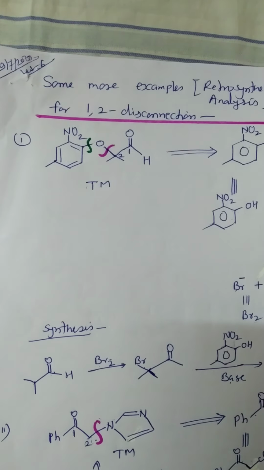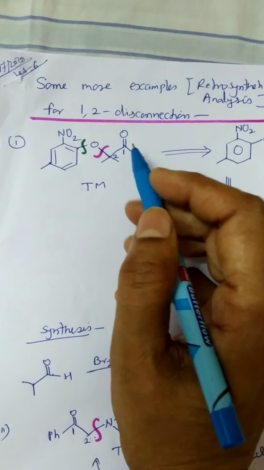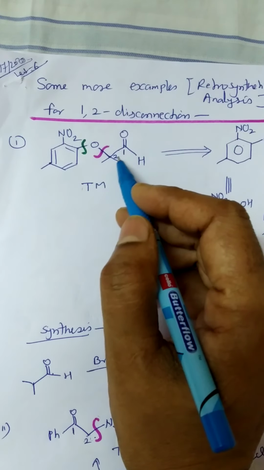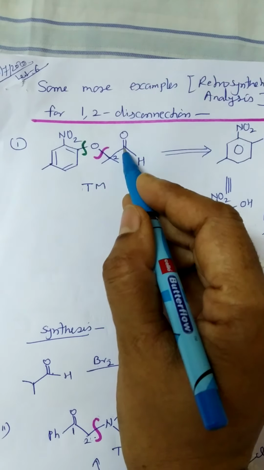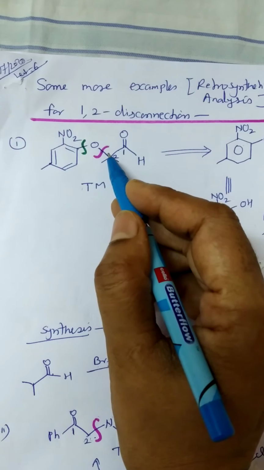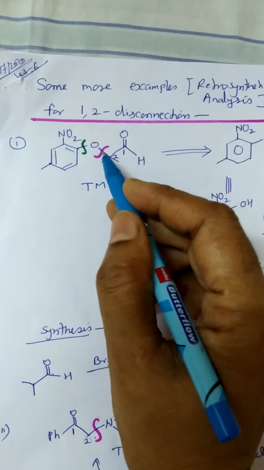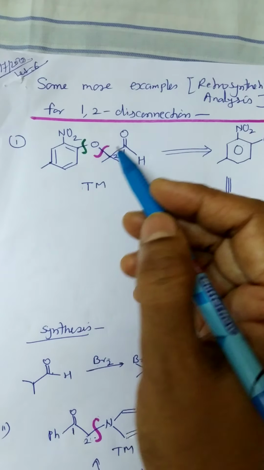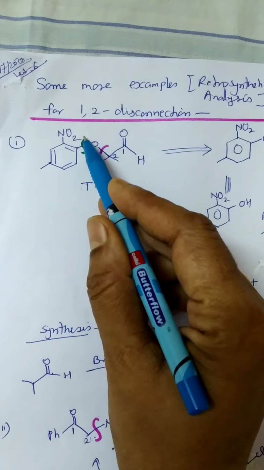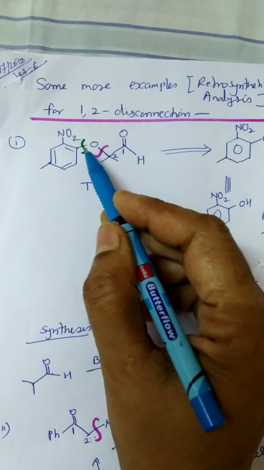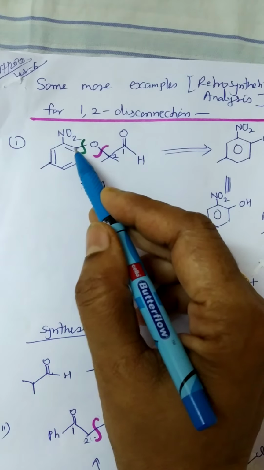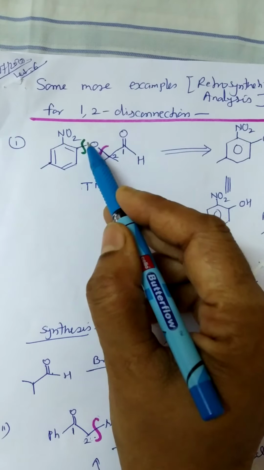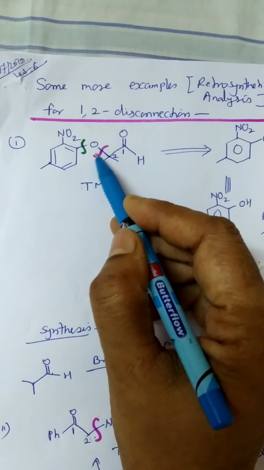Here we take this type of target molecule, which contains one carbonyl functional group and one ether group present at position 1 and 2. So we disconnect after 2. Here we see two choices for the disconnection, but this choice can be discarded according to guideline 3. We can't disconnect after the aromatic ring. Therefore, the better choice is this one.